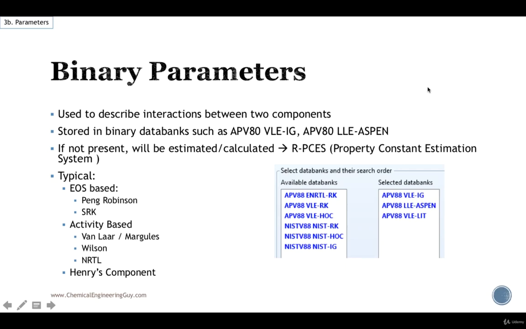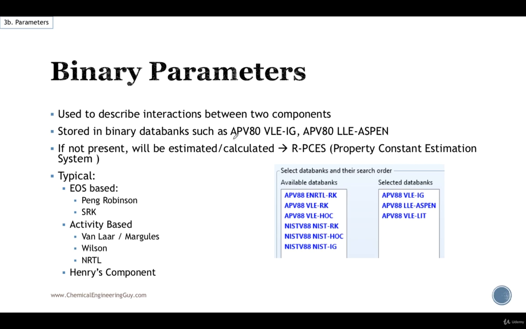Binary parameters. As the name implies, these are used for binary interaction, that is, between two components. They will be used most likely in activity coefficients and equation of state parameters. So they are stored values.